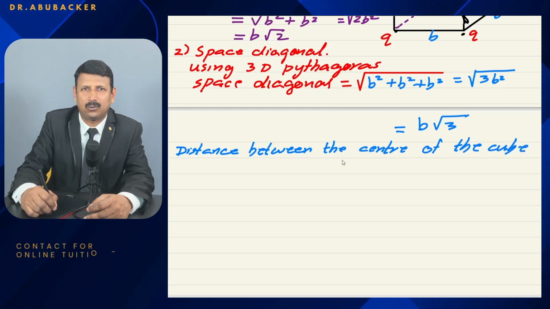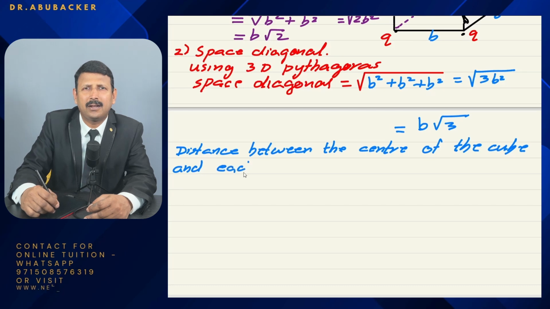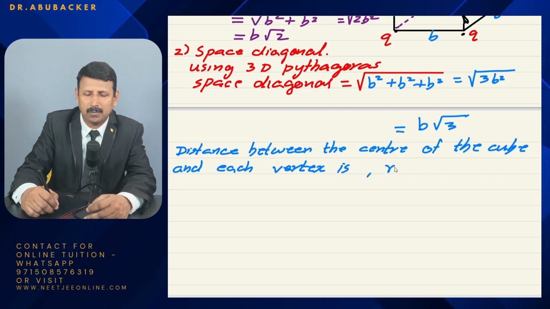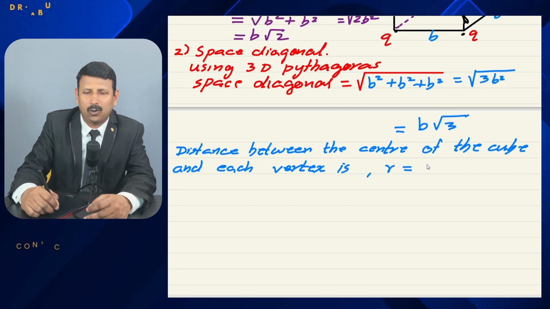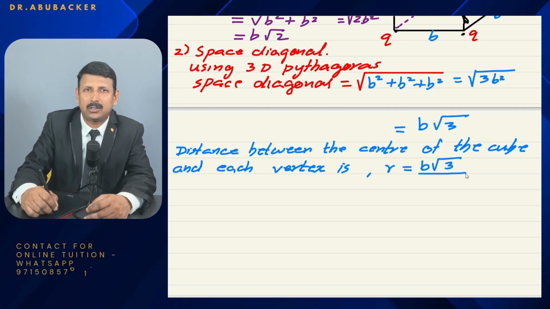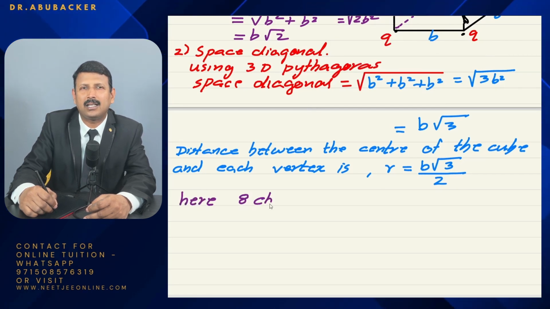of the cube, plus what we need actually, the distance between the center of the cube and each vertex. It will be the same for all the points. So R is equal to the diagonal divided by 2, so b root 3 divided by 2. Okay, this we will be using for the calculation of potential as well as electric field.